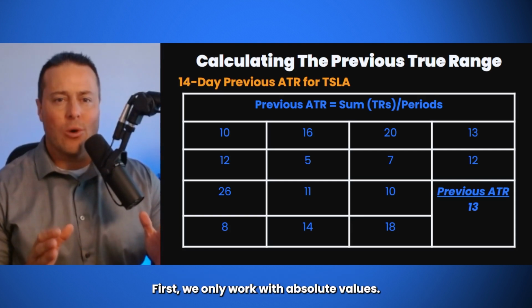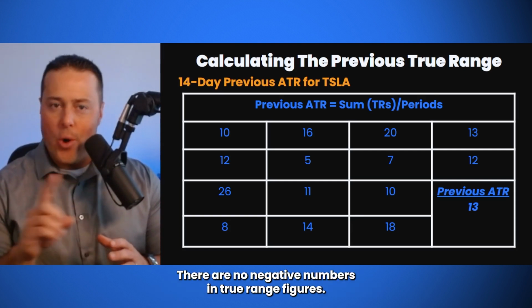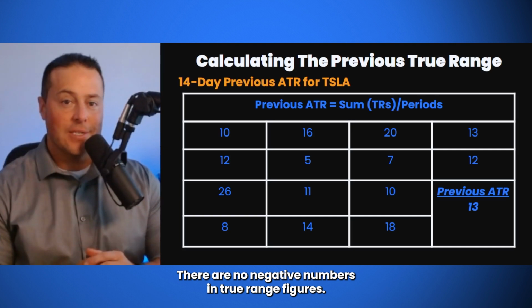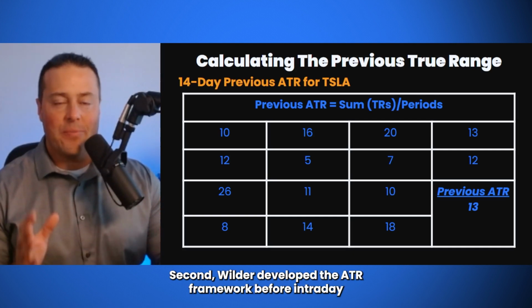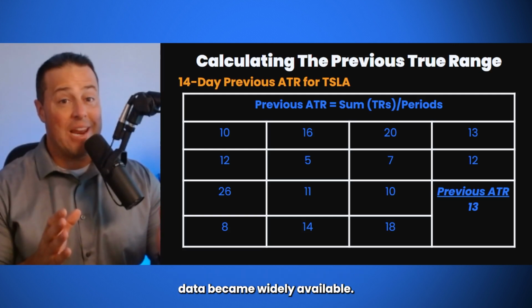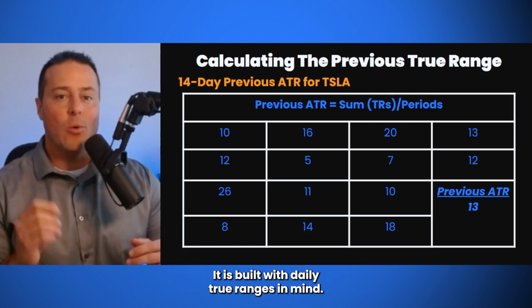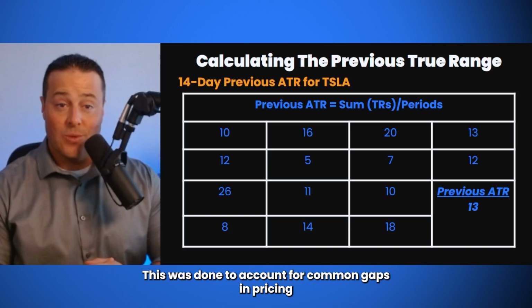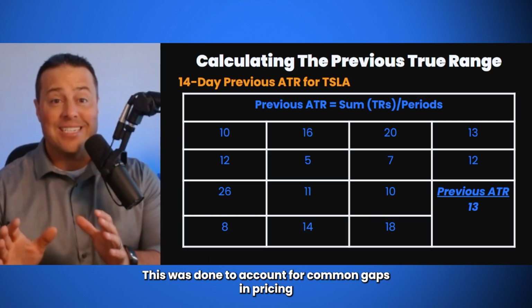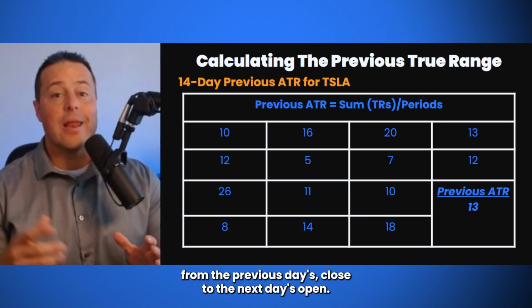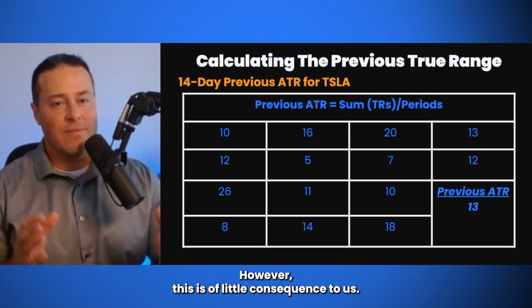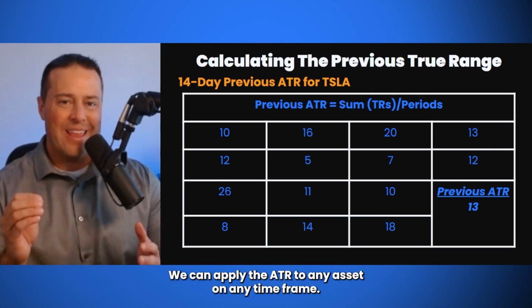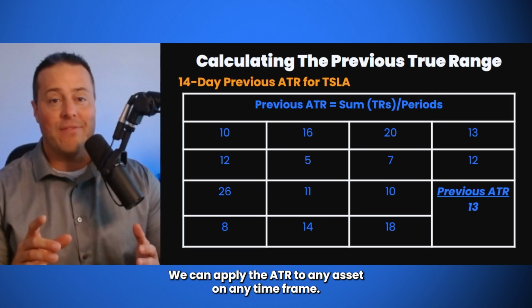We need to understand a few things before we dive into the ATR calculation. First, we only work with absolute values. There are no negative numbers in true range figures. Second, Wilder developed the ATR framework before intraday data became widely available. It is built with daily true ranges in mind. This was done to account for common gaps in pricing from the previous day's close to the next day's open. However, this is of little consequence to us. We can apply the ATR to any asset on any time frame.